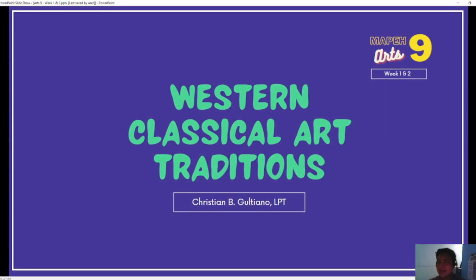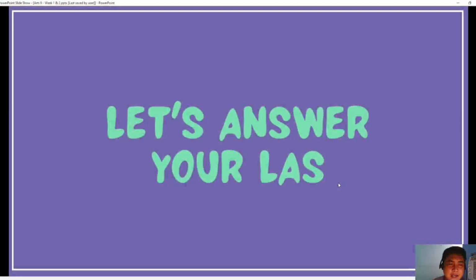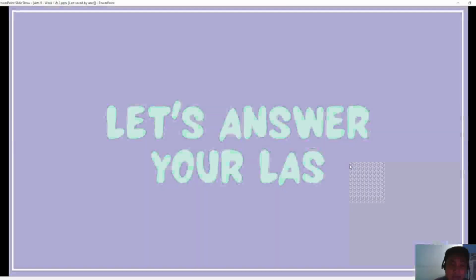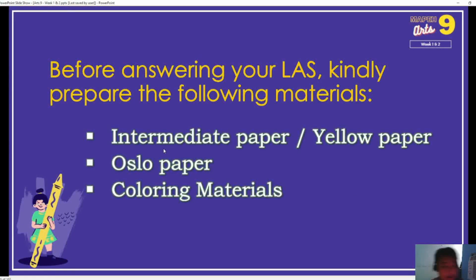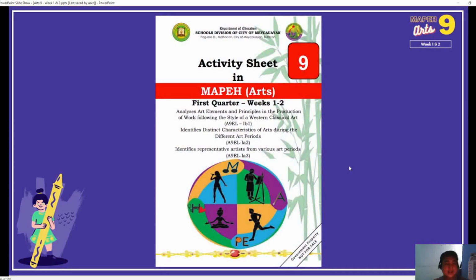Now, I would like you to get your LAS and let's proceed to all the questions that you need to answer. But before you answer our LAS, I would like you to prepare these following materials. First, you need to prepare intermediate paper or yellow paper, but we preferred intermediate paper, okay? Just in case you don't have intermediate paper, you may use yellow paper. And we need an Oslo paper. If you don't have an Oslo paper, you may use white typewriting, long or short, and coloring materials. Let's start your answering with your LAS, first quarter, week 1 and 2.